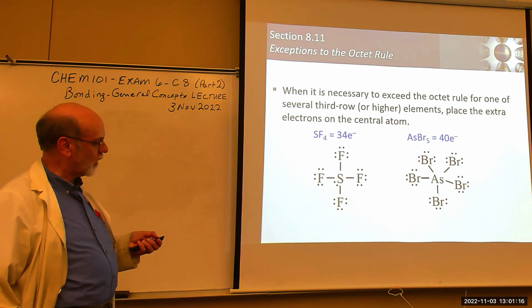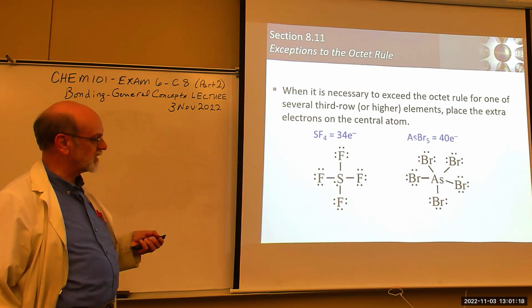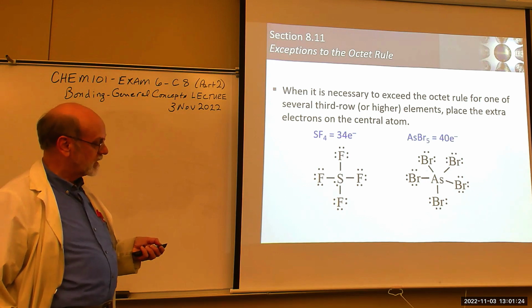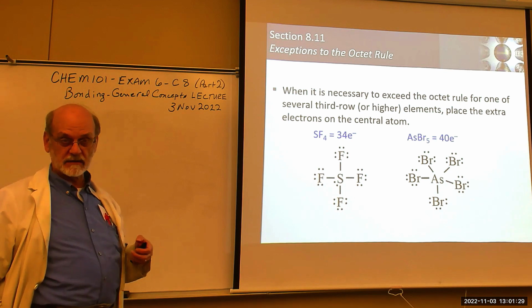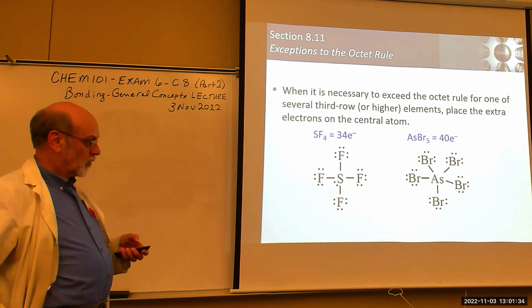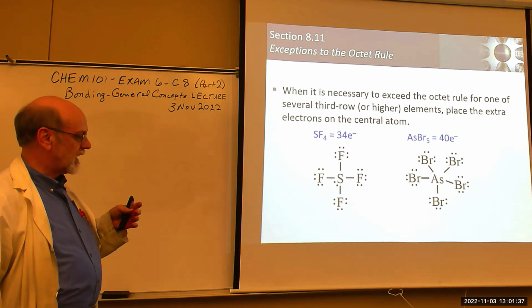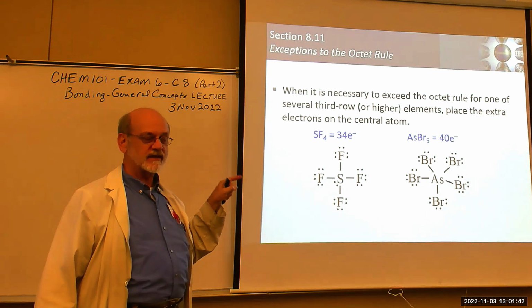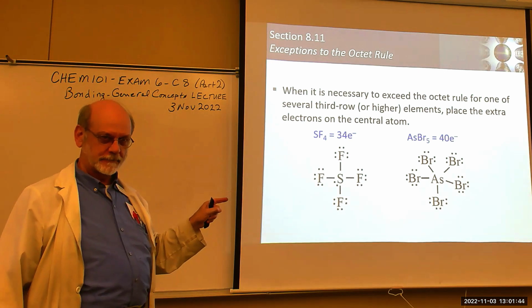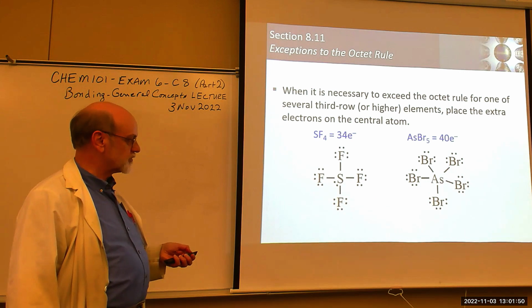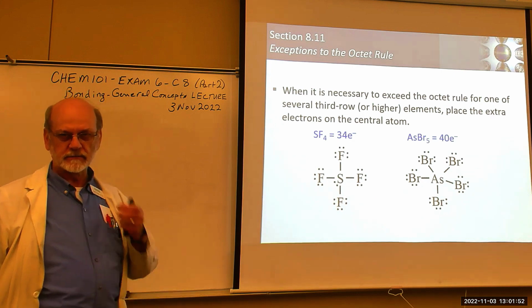And similarly with arsenic pentabromide, when you use up all these 40, you actually have 5 bonds around arsenic, which gives it 10 electrons. One thing we do notice is that when this happens, that central atom has easily available d orbitals. So those extra electrons can be used up in those d orbitals.